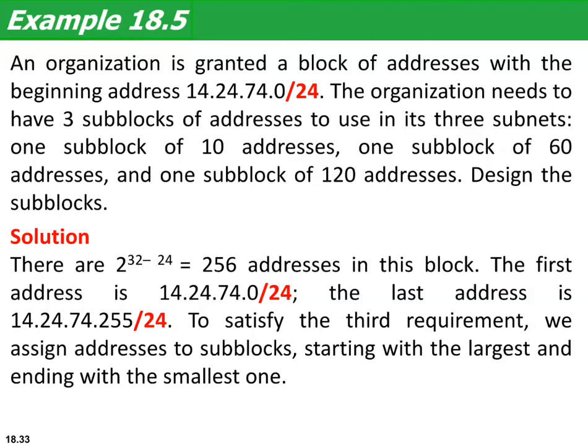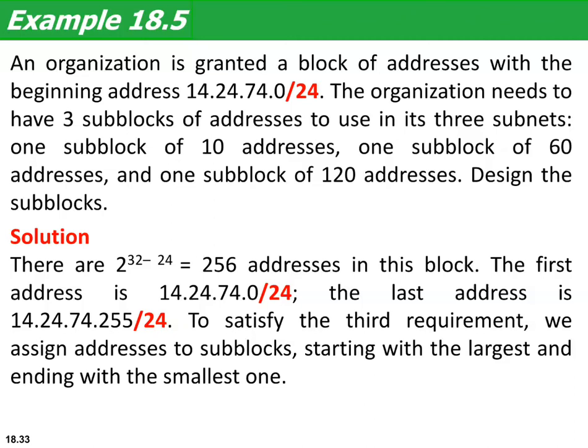And the last address is calculated by making those 8 bits, which is 32 minus n, which is 32 minus 24, which is 8 bits, as 1. So the last byte will be 255. So it is 14.24.74.255/24. Now we assign the addresses to the subblocks.